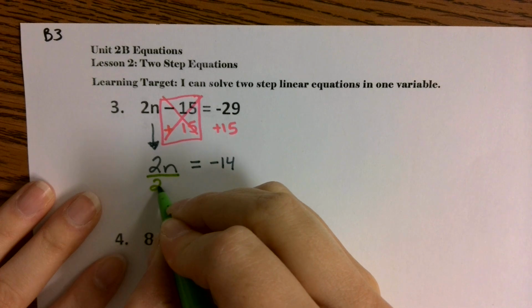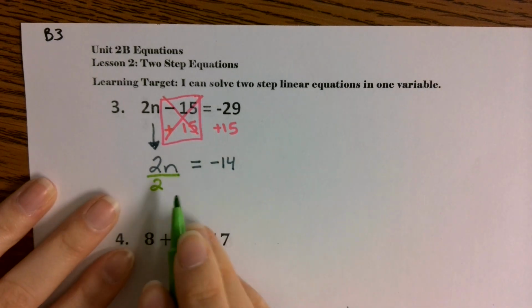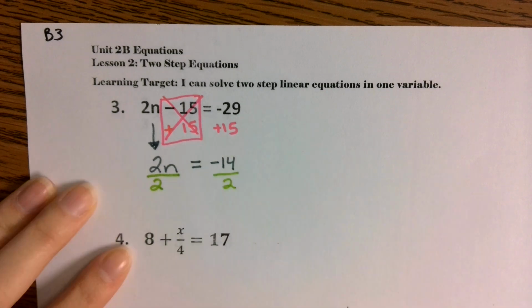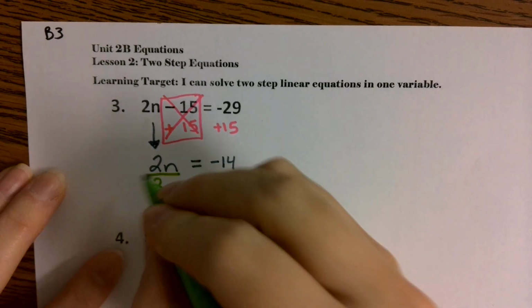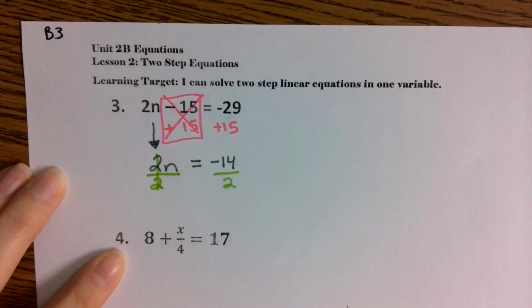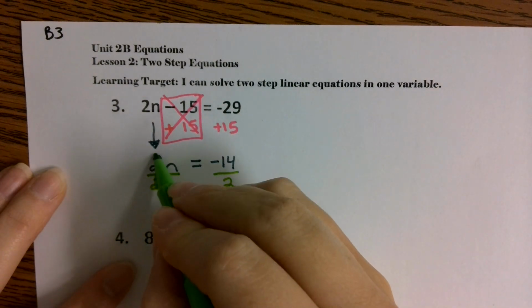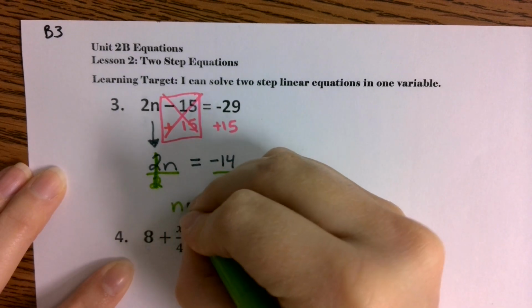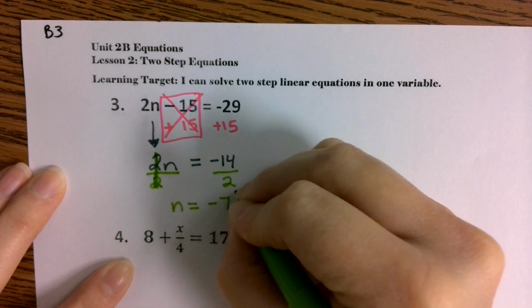You have to divide the 2 by the 2, and whatever we did to one side, we had to do to the other. So we're dividing the negative 14 by 2 as well. This creates a positive 1. That's why I can cross it off like it's a positive 1 for my coefficient. And I'm going to get that n is equal to negative 7.